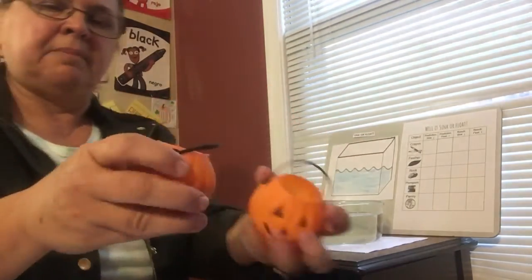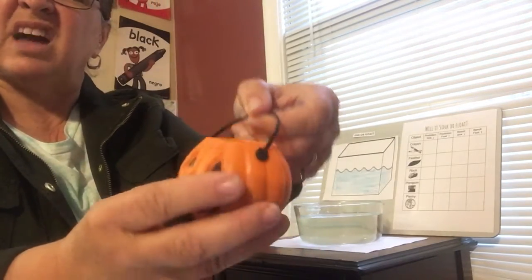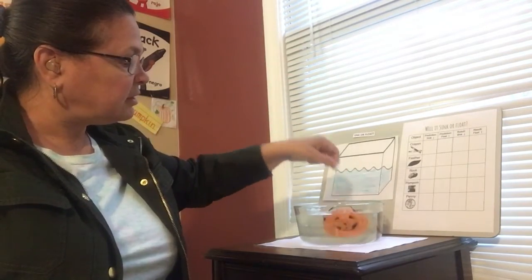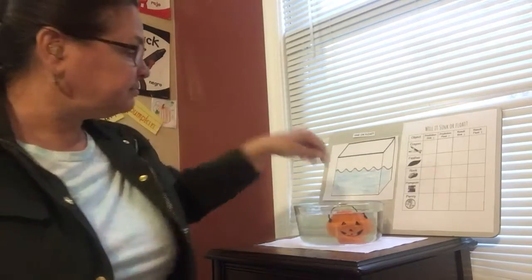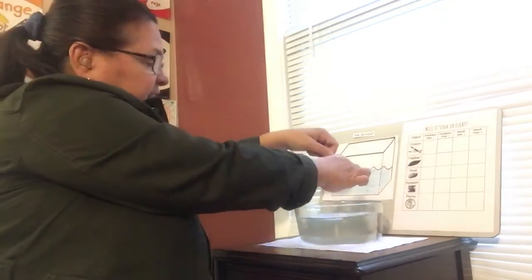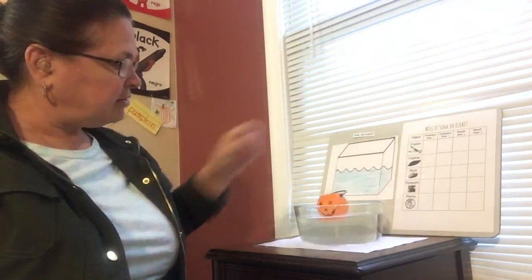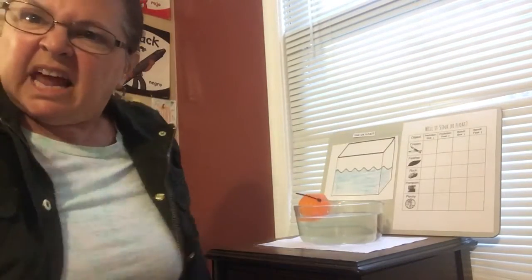So let's see what will happen if I put this pumpkin with a lot of stuff in it in the water over here. That's right, look. What did it do? It went to the bottom. It sank. Well, what will happen if I put the one that has nothing in it? Let's find out. It floats because there's no stuff in it. It's lighter.